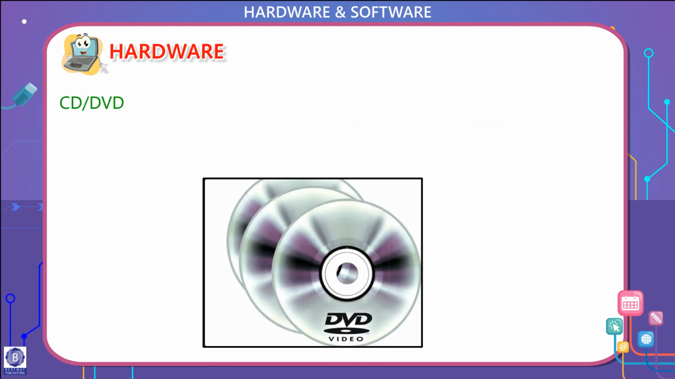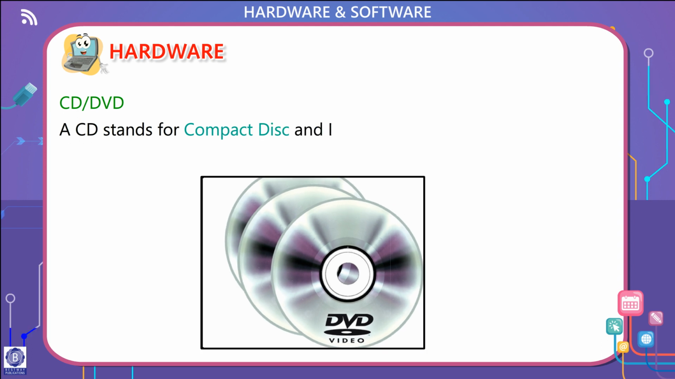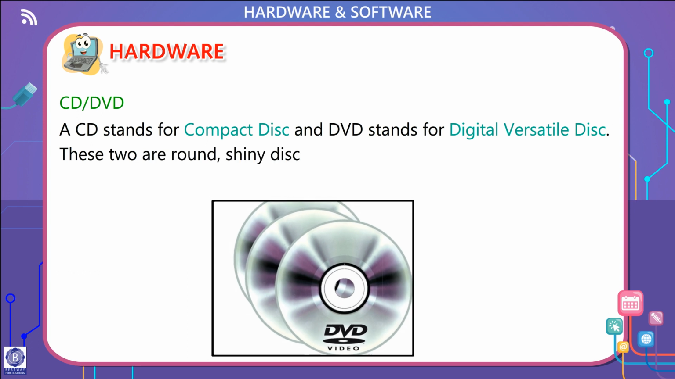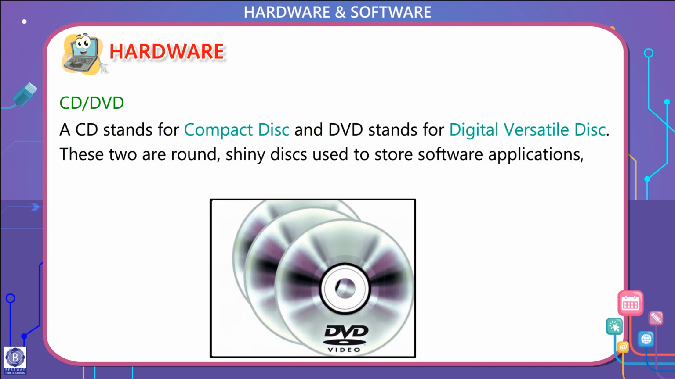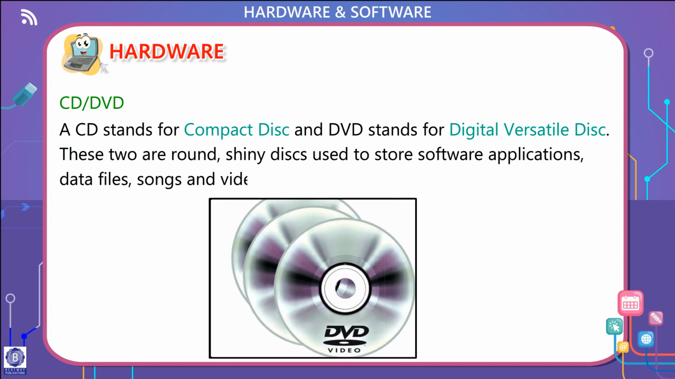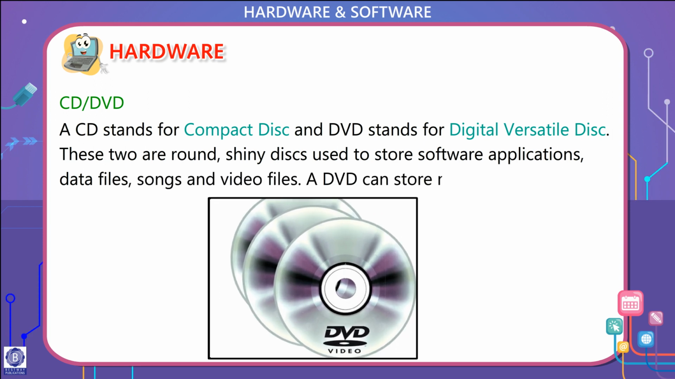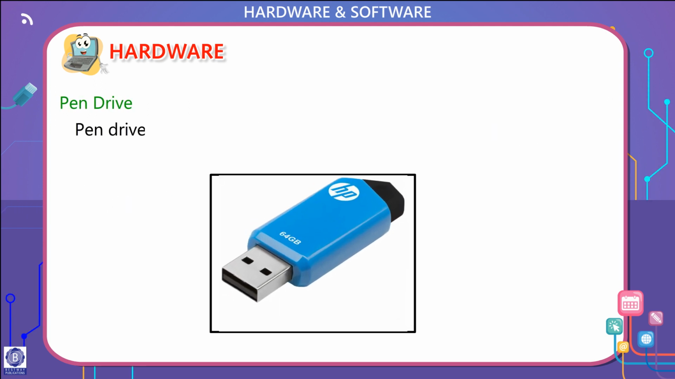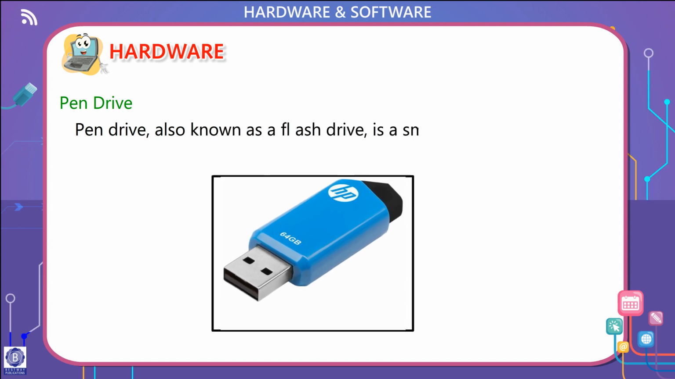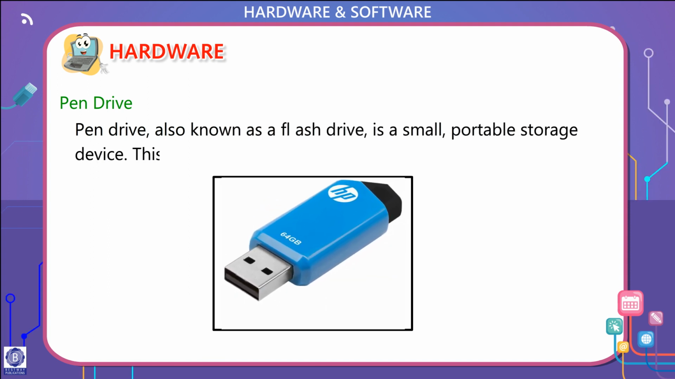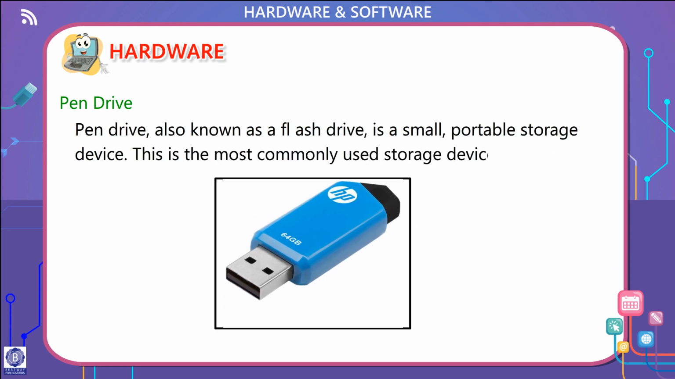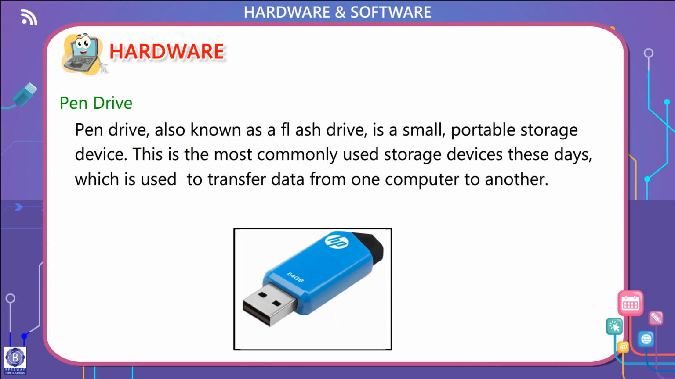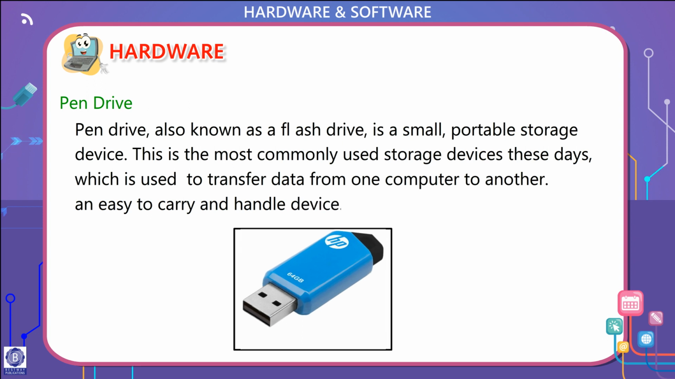CD, DVD. CD stands for compact disc and DVD stands for digital versatile disc. These two are round, shiny discs used to store software applications, data files, songs and video files. A DVD can store much more data than a CD. Pen drive. A pen drive, also known as a flash drive, is a small, portable storage device. This is the most commonly used storage device these days, which is used to transfer data from one computer to another. It is an easy-to-carry and handle device.